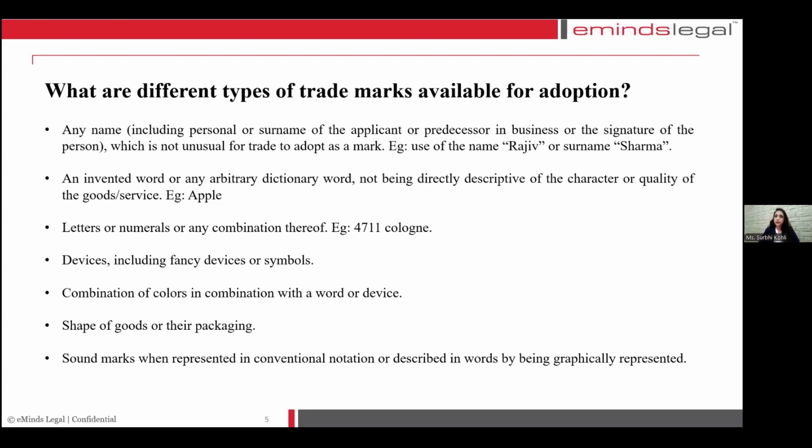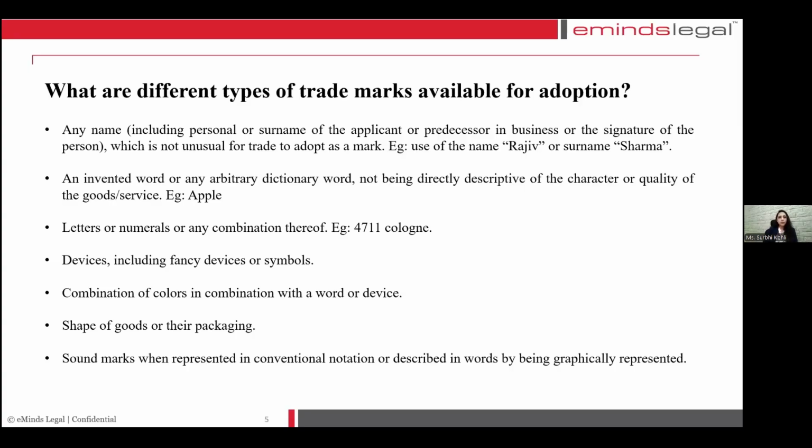For example, use of the name Rajiv or surname Sharma are not allowed. Sharma means we very often come across this word, but then if you want to go ahead and take registration of this mark, it is not going to happen because the Sharma phrase in itself is very common. But of course, if along with the Sharma, you have another logo associated with it, written in a font which is a different logo with a different style, of course, that can be registered. But the simple term Sharma cannot be registered.